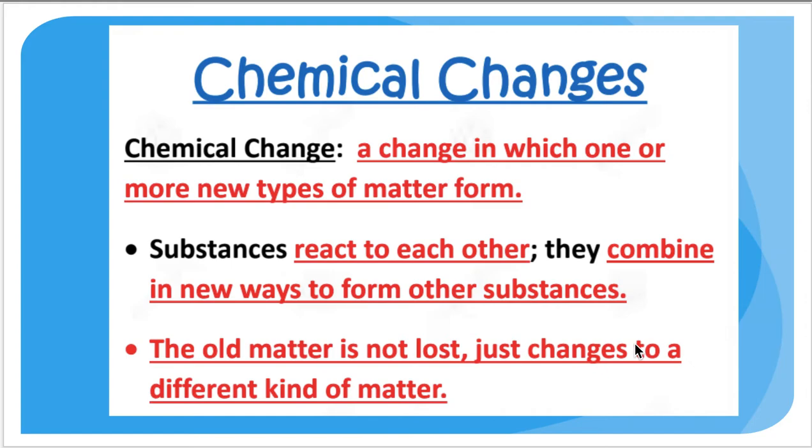Okay, so now moving on to chemical changes. This is a change in which one or more new types of matter form. So it is changing. With physical changes we've been saying it's still paper, it's still a can, it's still a pencil. In this case, we wouldn't say that if it's gone through a chemical change. These substances react and combine and form new substances. It's not lost, it's just changed to a different type of matter.